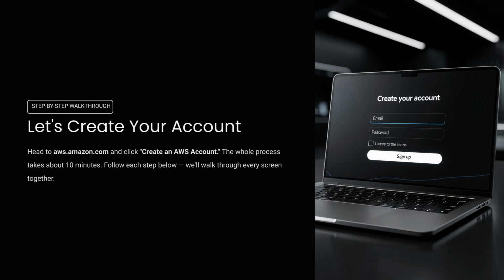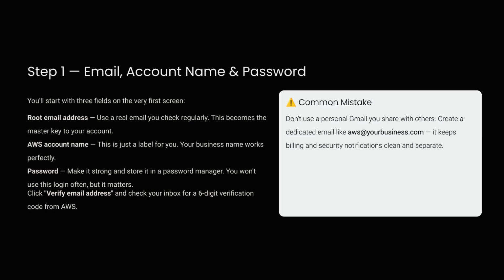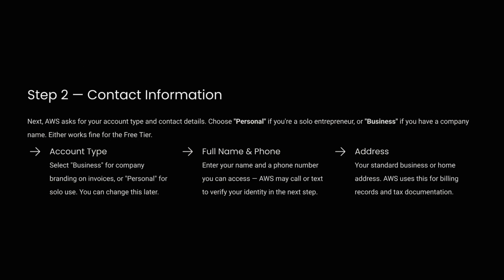Now, let's create your account. Go to aws.amazon.com and click Create an AWS account. The whole process should take about 10 minutes. Step 1. Fill in your email, account name, and password. Use a real email for the root account and a strong password. Don't use a shared personal email. Create a dedicated one.